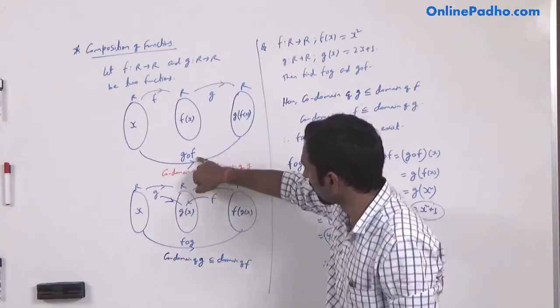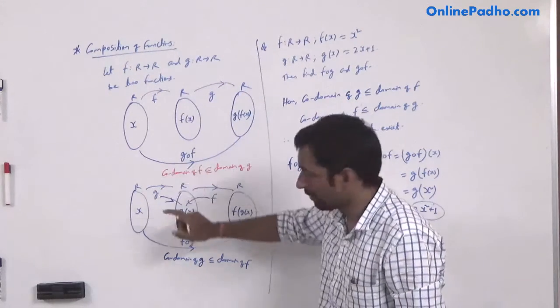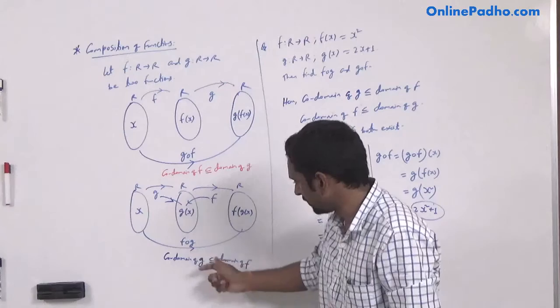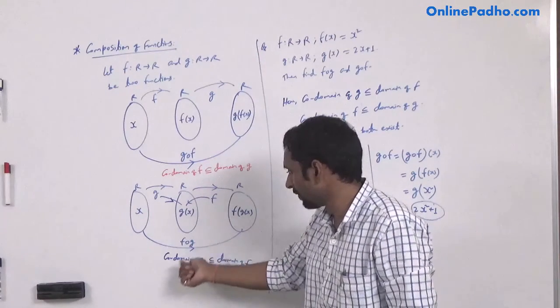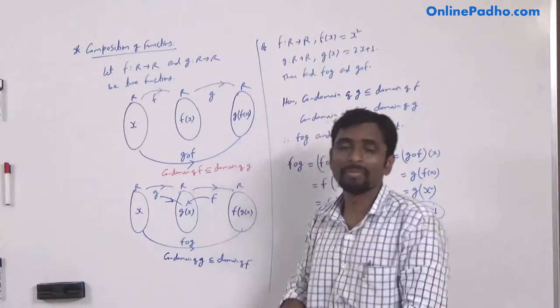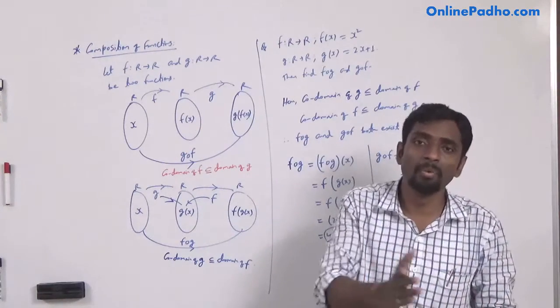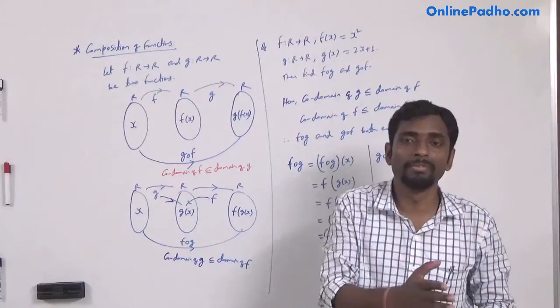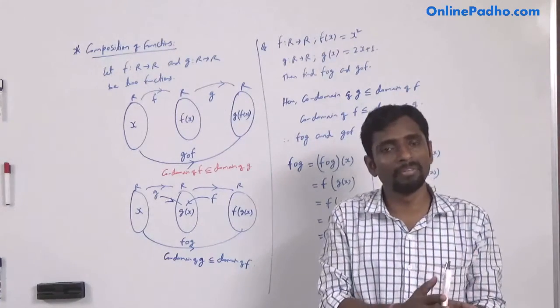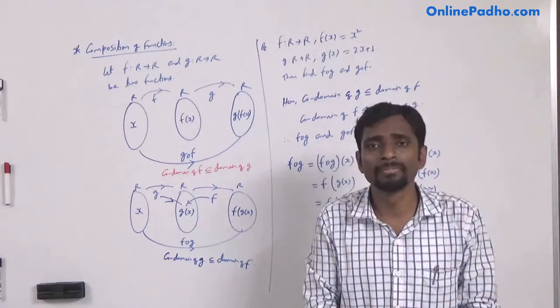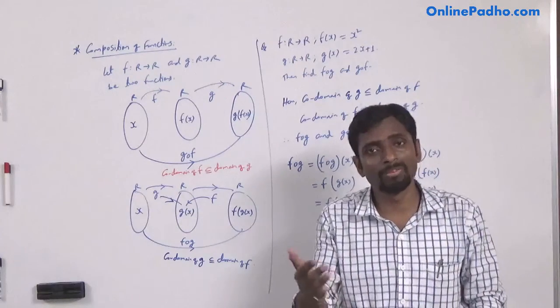In any problem, if you have to find GOF, you must check this condition: the codomain of F must equal the domain of G. If you have to find FOG, you have to check that the codomain of G must equal the domain of F. And if you have to find FOF, we can also find FOF. In that case, the codomain of F is a subset of the domain of F. Same thing.